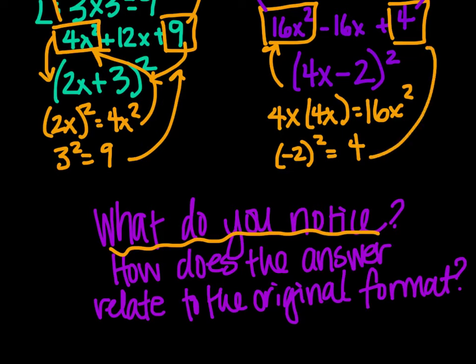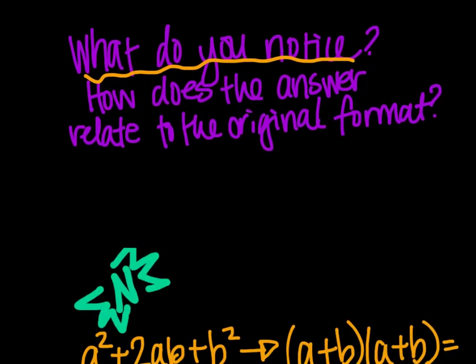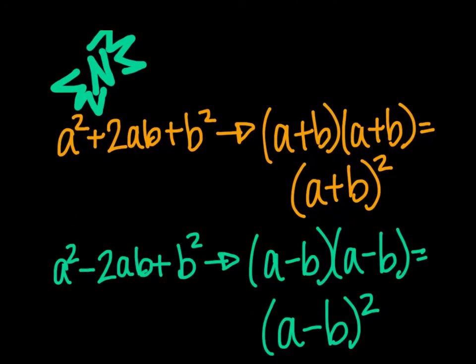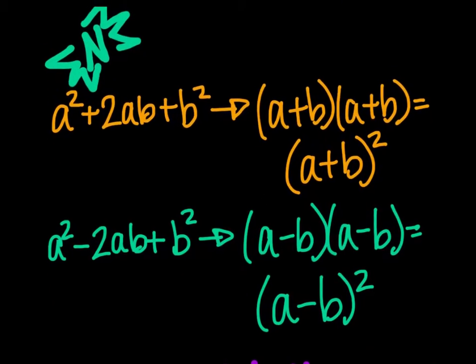So there is a direct correlation. That's all I'm getting at right now. It relates to the original format, and the original format is just the square root of what we were looking at, or our answer is essentially the squared terms of our original. So let's go up and look at something very special and very general.